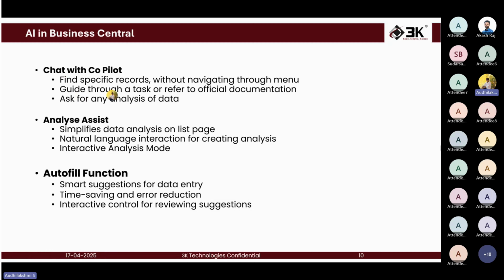With chat with Copilot, we can find a specific record even without navigating through the navigation menu. Assume if you want to search for a purchase order, you have to go to the purchase order, give the purchase order number, and take the respective purchase document. It is not required. I can search in the chat with Copilot itself.